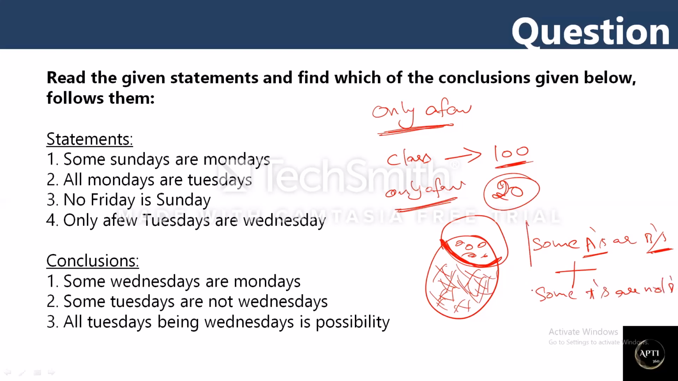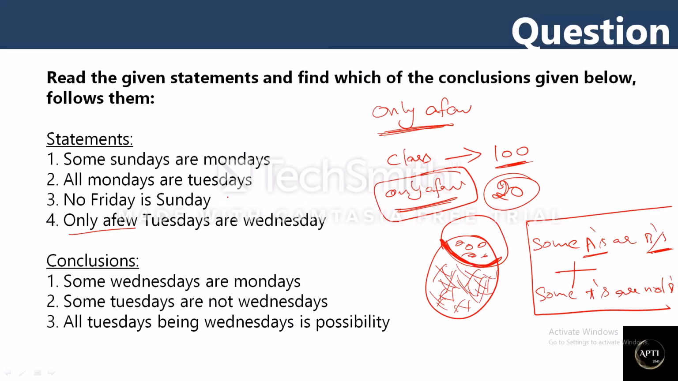This is both combined. We can call it as only a few. Remember this, only a few means some part of students present in class, some part not present in class. Some A's are B's means some A's are not B's. If you observe the fourth statement, only a few Tuesdays are Wednesdays means some Tuesdays are Wednesdays is correct, some Tuesdays are not Wednesdays is also correct. Remember, and I hope you got my point.